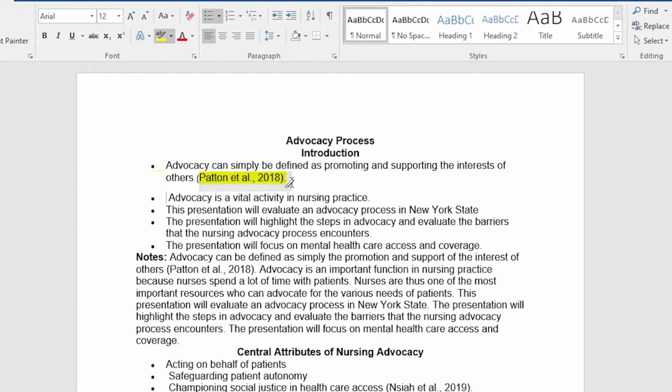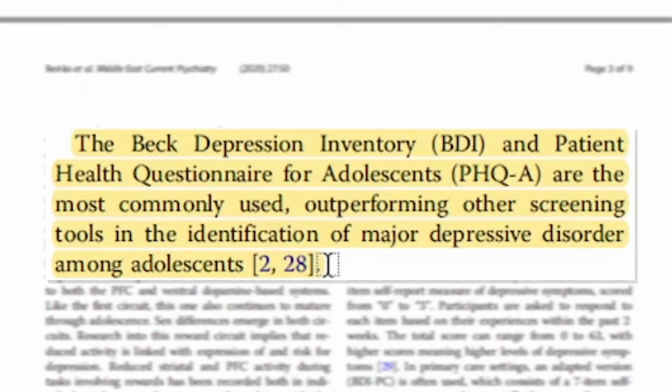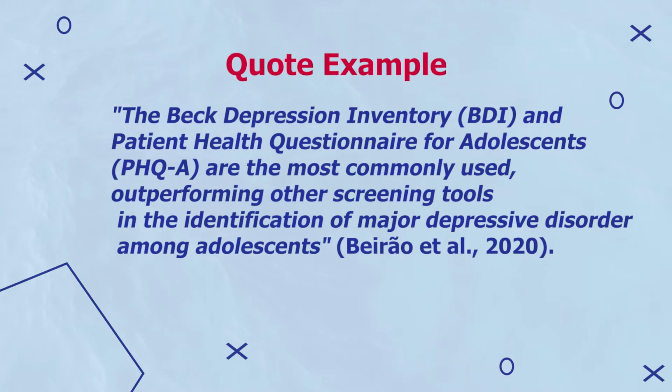So remember, you should always place an in-text citation followed by a bibliography entry after paraphrasing. On the other hand, this is how we would quote this section. So basically, we'll just take the whole section, place quotation marks, and then an in-text citation at the end.